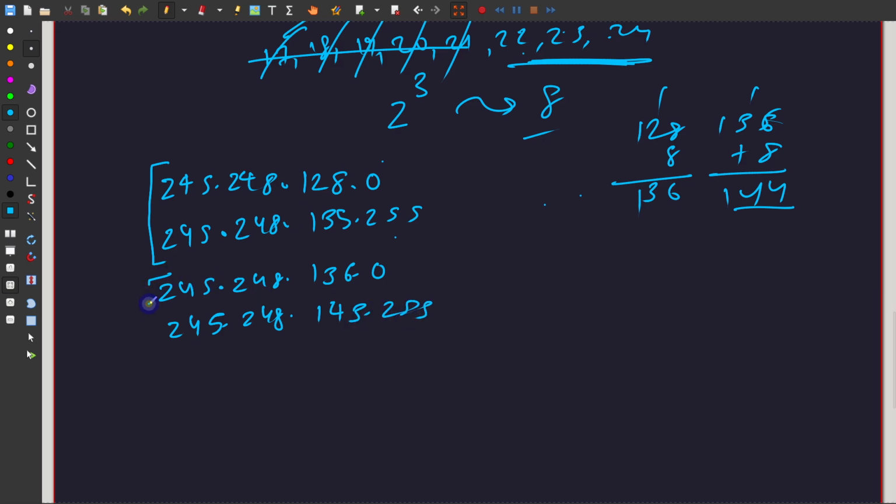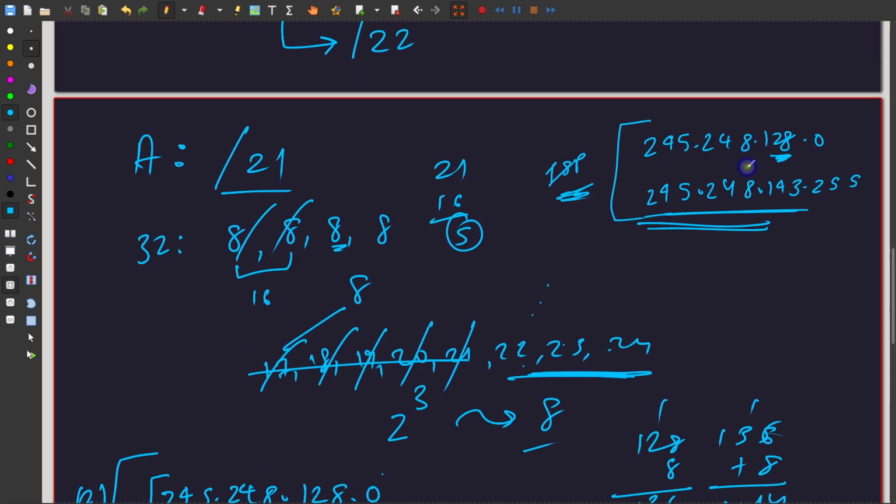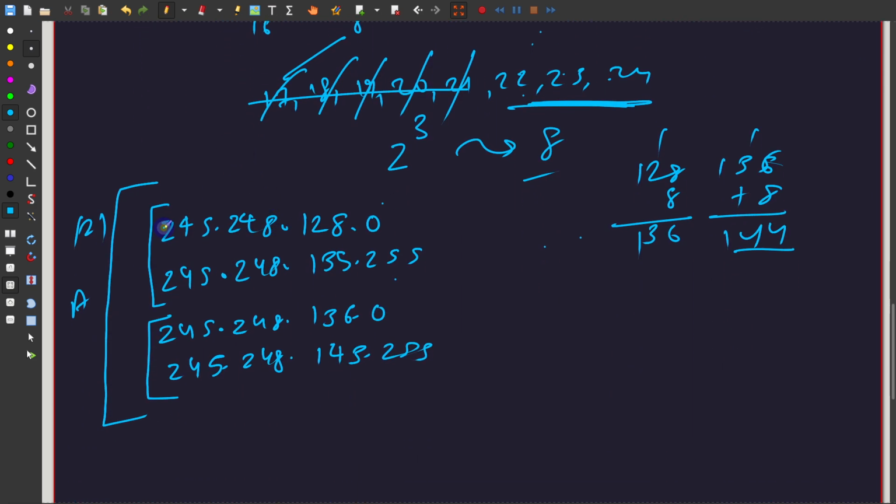245.248.143.255. Observe, right? This is what I want us to observe. Notice the fun stuff that is happening here. So the ISP owns a block of 16, which looks like this. But when we perform the division according to A's requirement, which is basically splitting it into 2, you will notice how the addresses start and end. 128 to 135 is one block, 136 to 143 is one block.